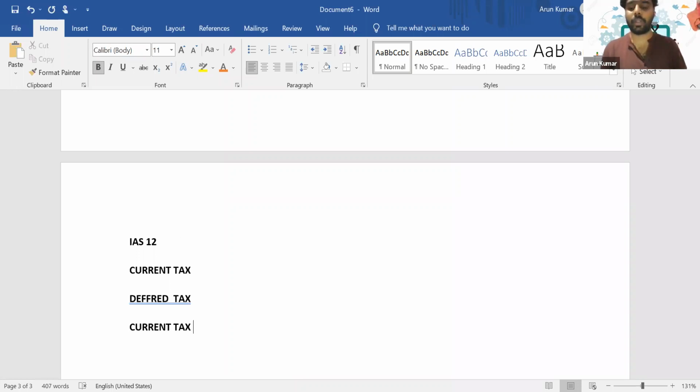Current tax is the amount charged to P&L, the amount charged to P&L. Sorry.